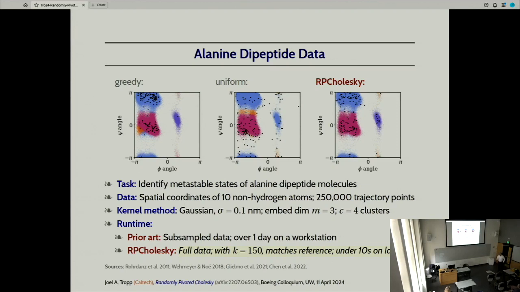Part of what's interesting about this example is that the prior art in the biochemistry literature for solving this problem is to subsample the data because there's too much of it, and to run this algorithm for about 30 hours on a workstation. If you use this landmarking approach using this modern version of Cholesky's method, you can solve the problem with all the data. You can use 150 landmarks, which is enough to match the reference clustering that you get if you really work at it, and it takes 10 seconds on a laptop. Okay, so this is a factor of 3 million difference over what was reported in the biochemistry literature.